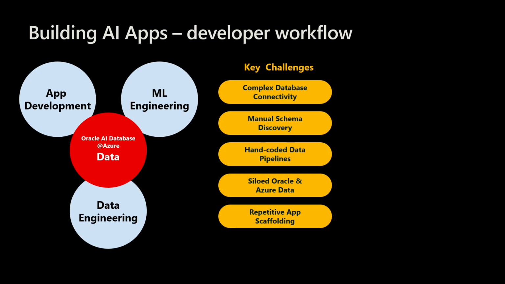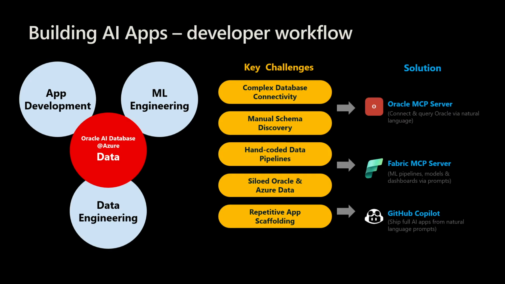Of course, the data gets siloed between Oracle and Microsoft, so there are different disparate systems where the data has to come together. And finally, you want to create data that can be used for running validations and templatizing. So app scaffolding is a big challenge for customers and developers in particular. So how are we overcoming this?